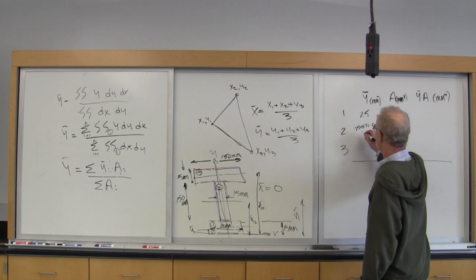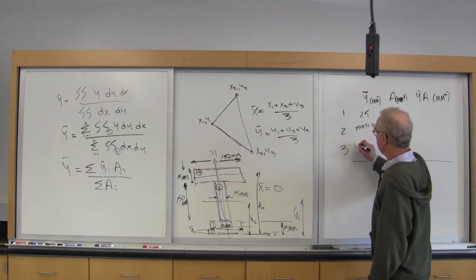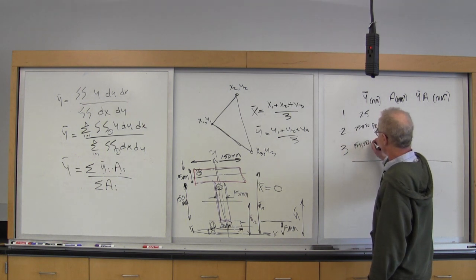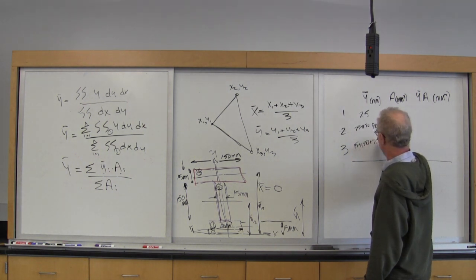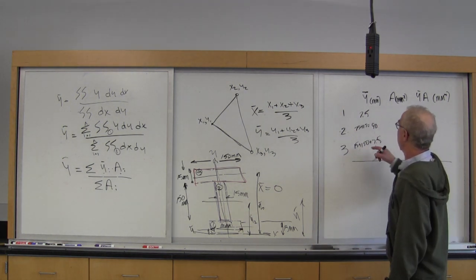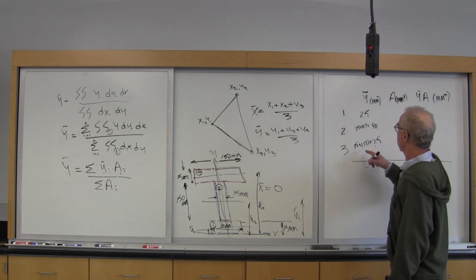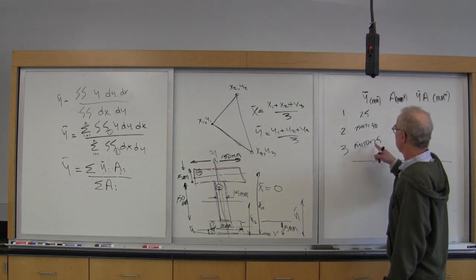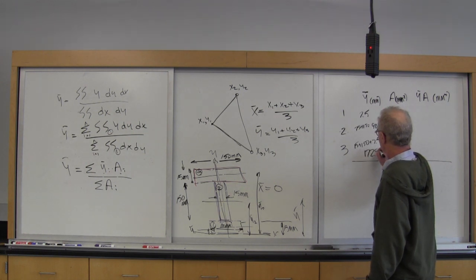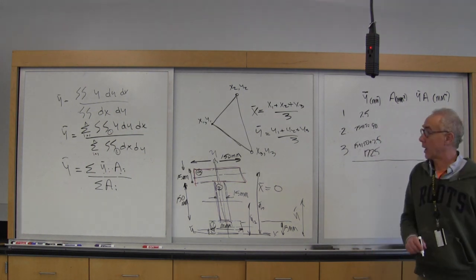And I will write it. So it's 15 plus 150 plus 7.5. 7.5 is 15 over 2. 165, and 172.5. All right, so that's it. Now how about the areas?